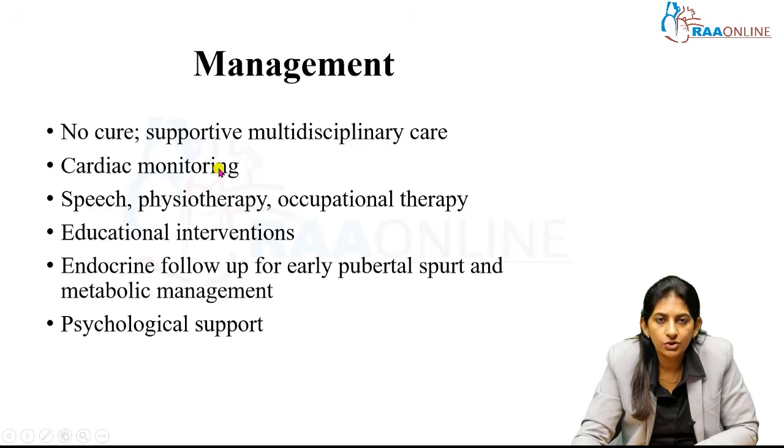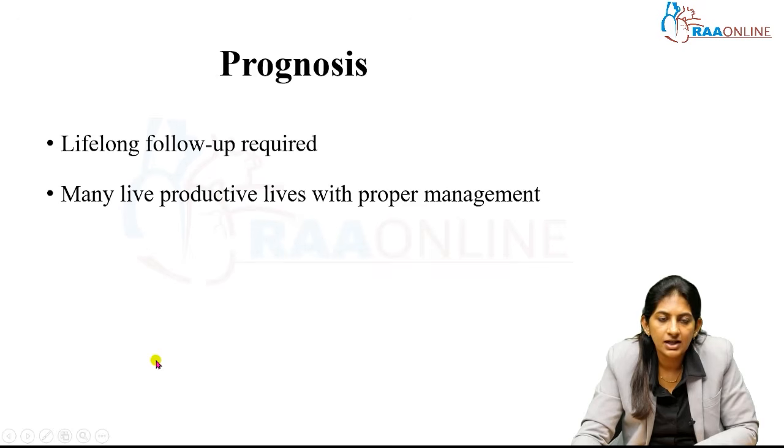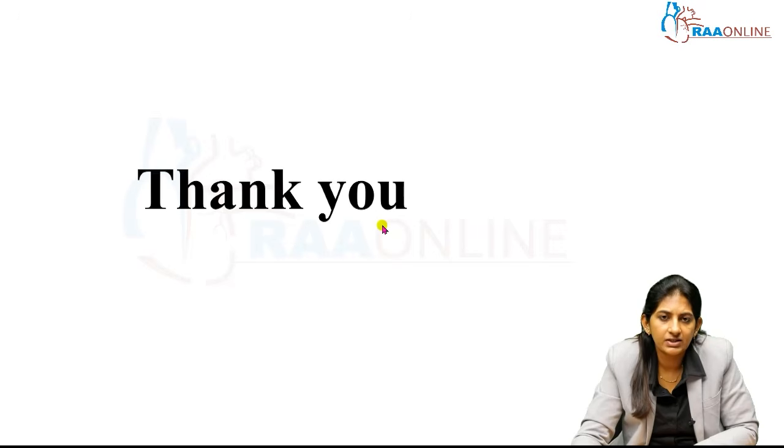So there is no cure, only supportive multidisciplinary care for these children. Cardiac monitoring, speech therapy, physiotherapy, occupational therapy, educational interventions, endocrine follow-up and psychological support. So lifelong follow-up is necessary for these children. Because of proper supportive care, they have a relatively good life expectancy. So this is about Williams syndrome.